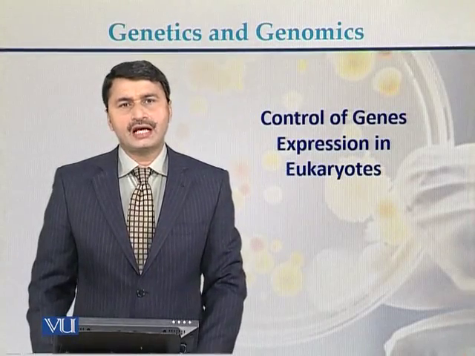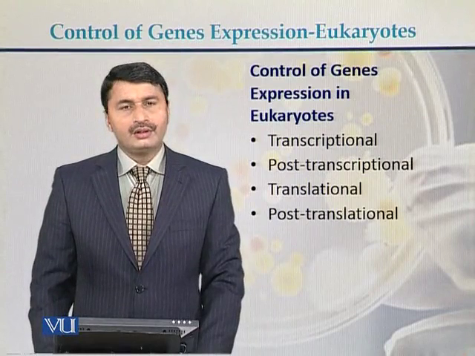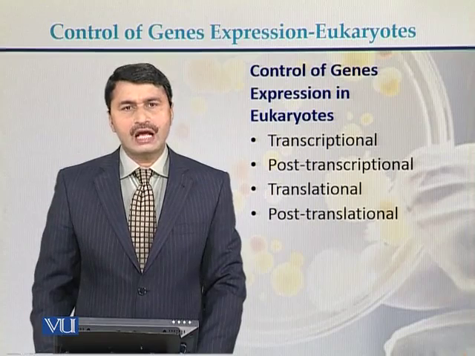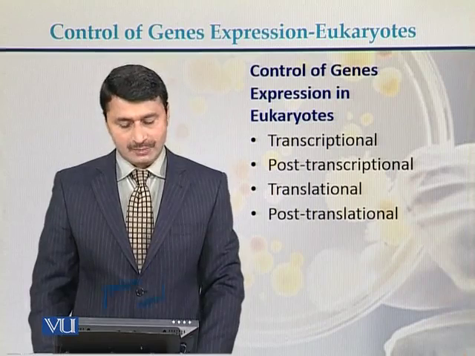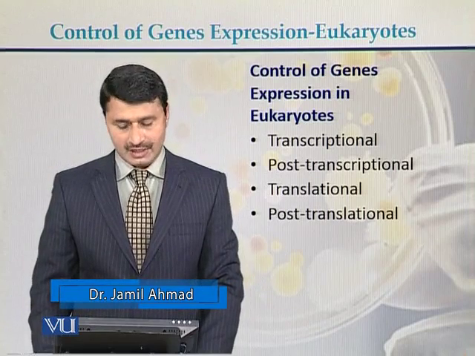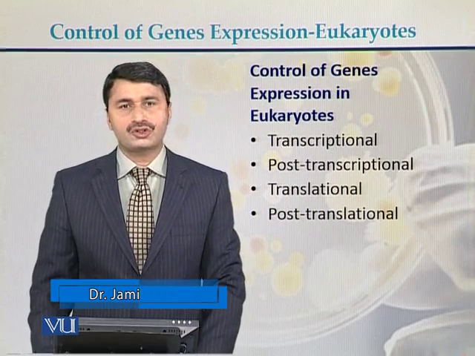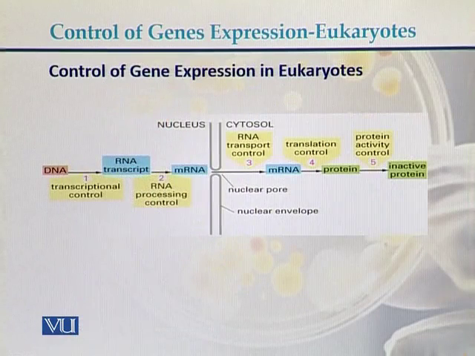Control of gene expression in eukaryotes. In case of eukaryotes, gene expression can be controlled at different points. It can be controlled at the level of transcription, at the level of post-transcription, at the level of translation, and at the post-translational level.